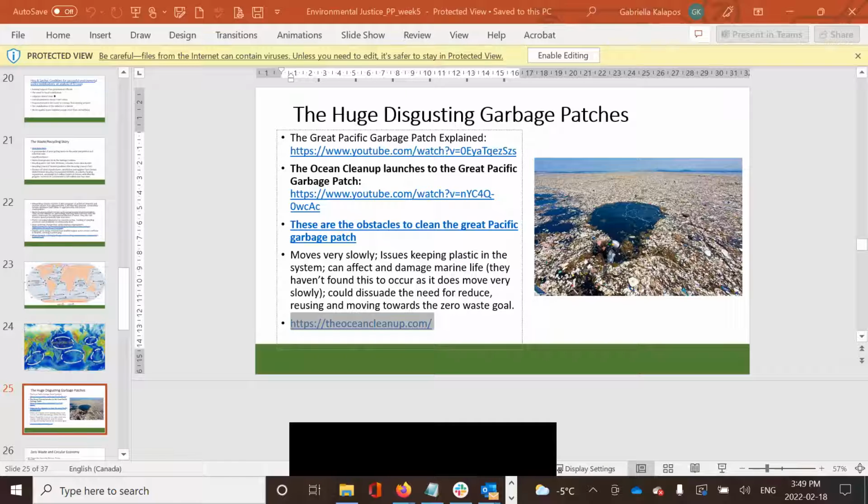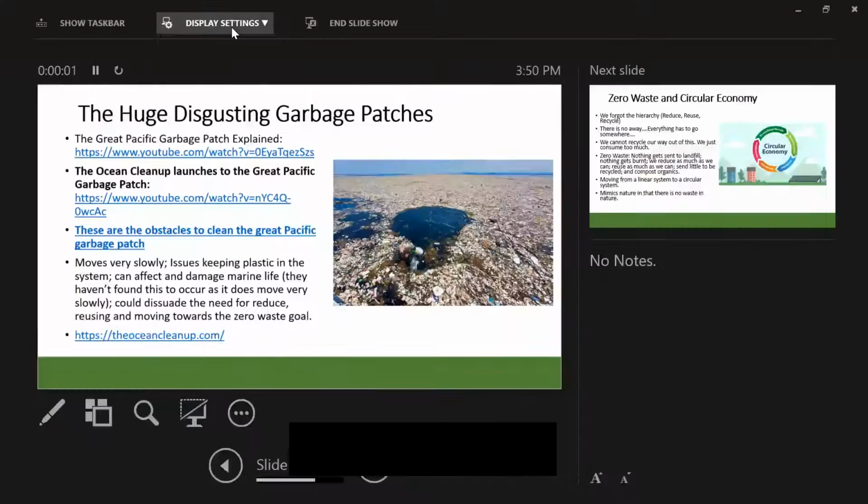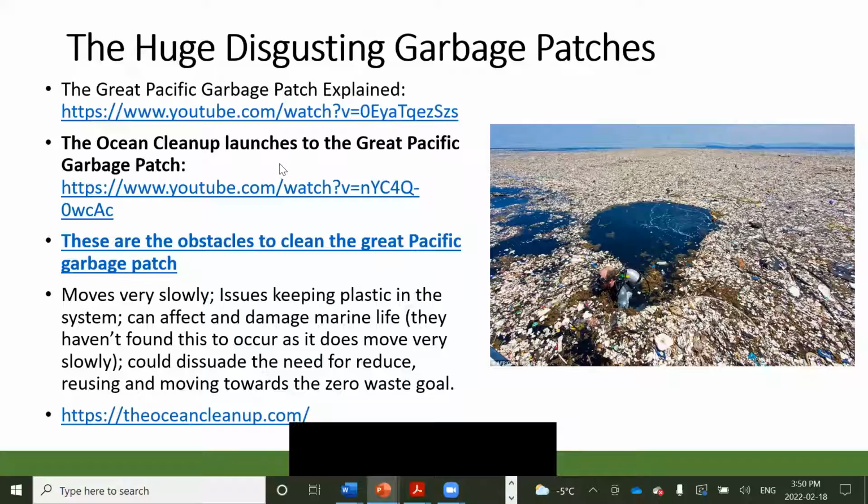Because if we don't stop our garbage from going into water bodies, we will continually have more and bigger garbage patches that are going to be really expensive to deal with. So again, this is the end-of-pipe solution versus stopping the problem from happening in the first place. But don't get too depressed on that one, there is some work taking place on this.